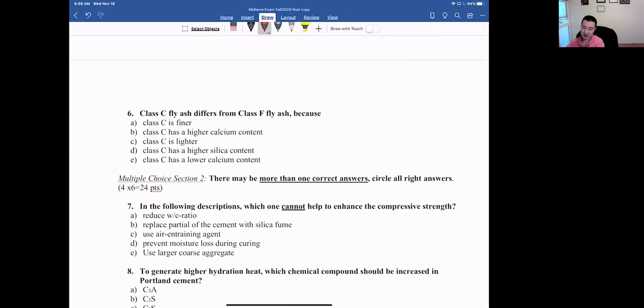Question number 6. Class C fly ash differs from class F fly ash. That information is from our class lecture notes. So if the calcium oxide content is more than 10%, the fly ash is classified as class C. Less than 10% is class F. So B is the right answer.